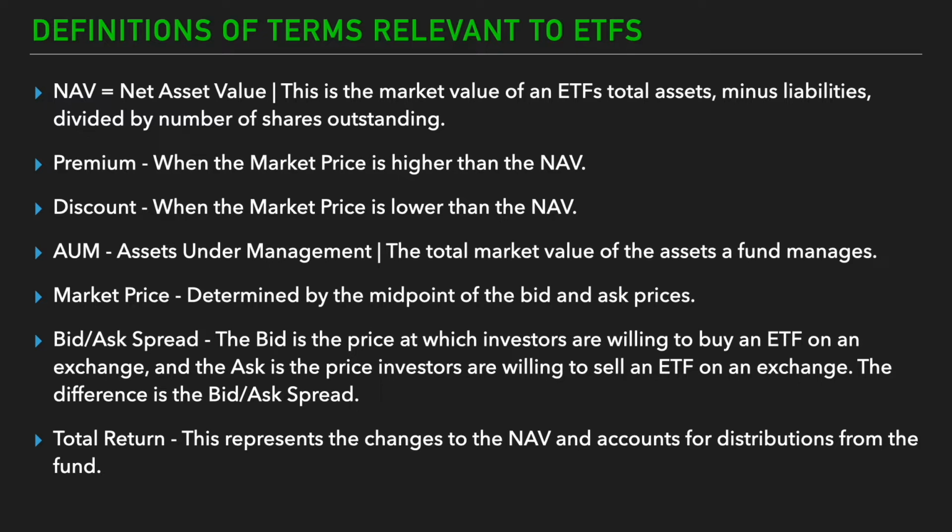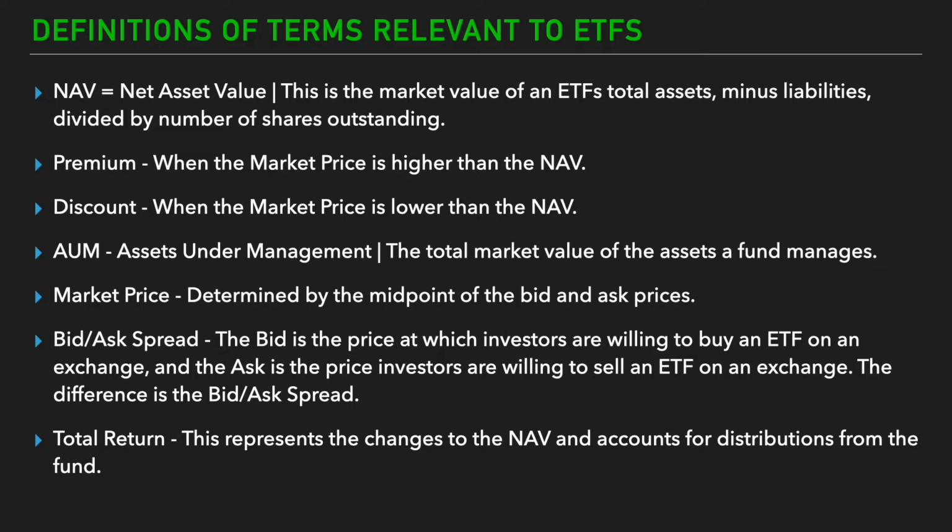First off, we have NAV, N-A-V, which is net asset value. This is the market value of an ETF's total assets minus liabilities, divided by the number of shares outstanding. So this is kind of like the value of the ETF on a per share basis, similar to book value, because you're just getting the assets minus the liabilities. For example, if the ETF had total assets of 200 million but the liabilities were 10 million, then the net asset value is going to be 190 million. This can be different than the market price.